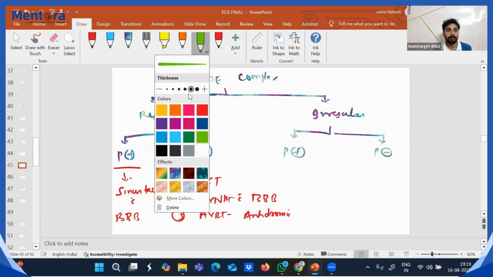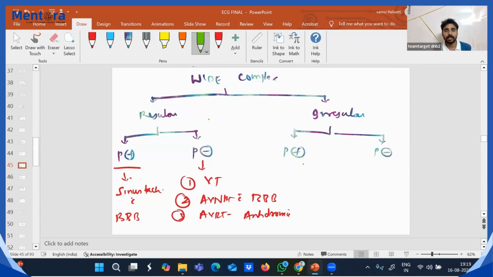And then it's a wide complex, irregular, P waves present or absent. If P waves absent, simple, it's only AF with bundle branch block. If present, it's multifocal atrial tachycardia with bundle branch block. Okay, so is it clear? Same, this flowchart we already discussed in the previous class. So for the narrow complex we discussed, now we are applying it to the wide complex.